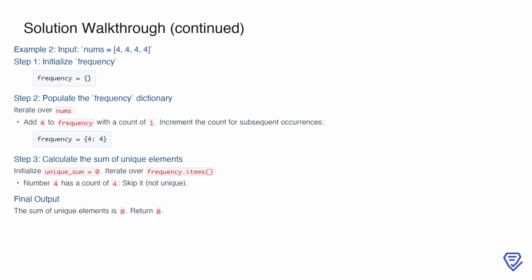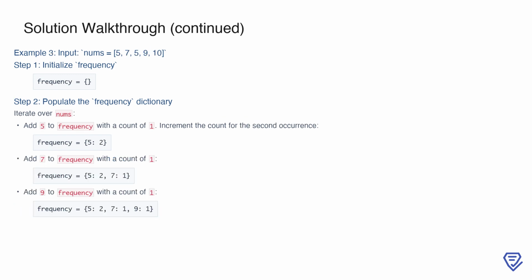Next, we calculate the sum of unique elements. We initialize unique_sum to 0 and examine the entries in the frequency dictionary. The number 4 has a count of 4, which means it is not unique, so we do not add it to unique_sum. Since there are no other numbers in the dictionary, unique_sum remains 0. Thus, the sum of unique elements in this case is 0, and we return 0 as the output.